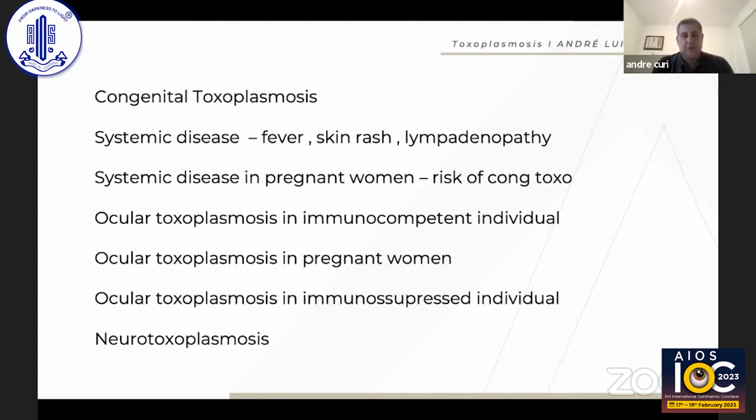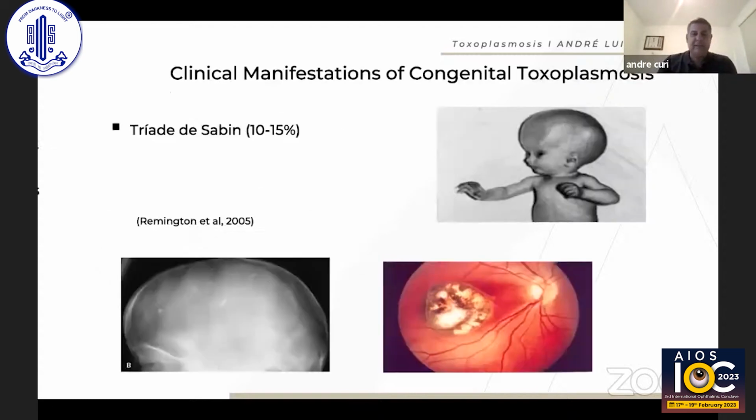The ocular toxoplasmosis in pregnant women is another issue you have to address. The treatment will be different from immunocompetent individuals. Then there is toxoplasmosis in immunosuppressed individuals and neurotoxoplasmosis. So you can split toxoplasmosis into different diseases.